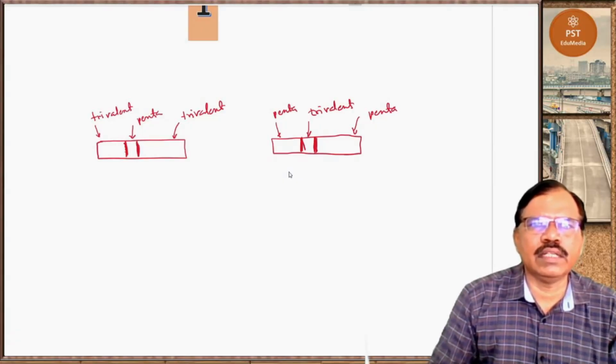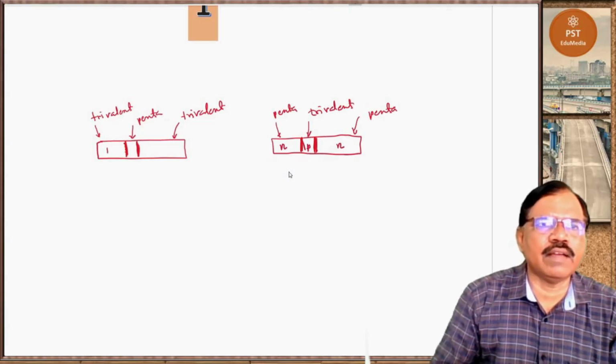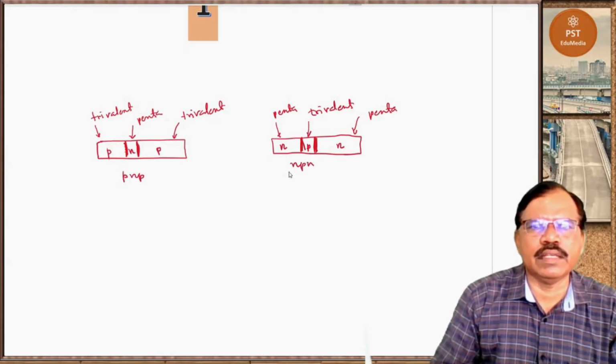Here it is pentavalent, so it becomes N type, this becomes P type, and this is N type. Here it is trivalent, so this is P type, N type, P type. So it is called PNP transistor, and this is called NPN transistor.